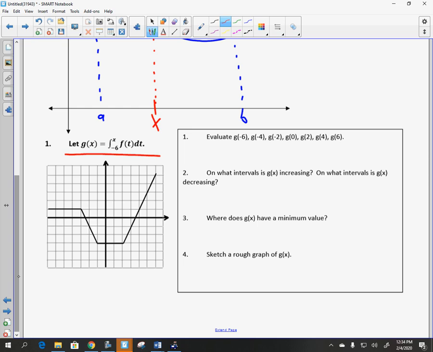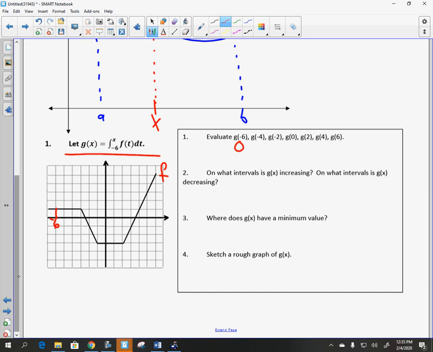Let g of x be the integral from -6 to x of f of t dt. It says evaluate g of -6. So that means the area of this function f from -6 to -6. If I count 1, 2, 3, 4, 5, 6, right here, this is -6. Anybody want to guess what the area is from -6 to -6? 0. There is none, is there? You don't have any width, and if you don't have any width, you can't have any area.